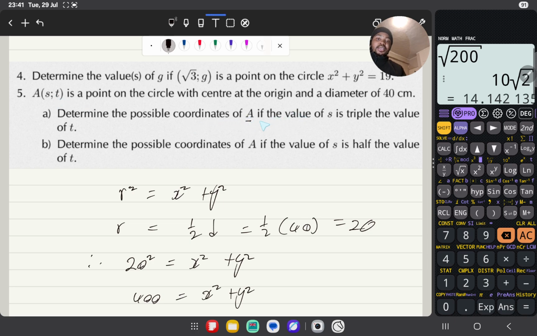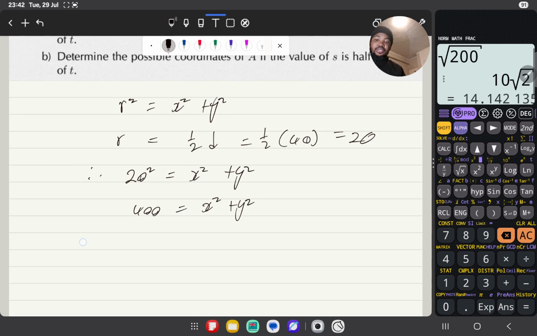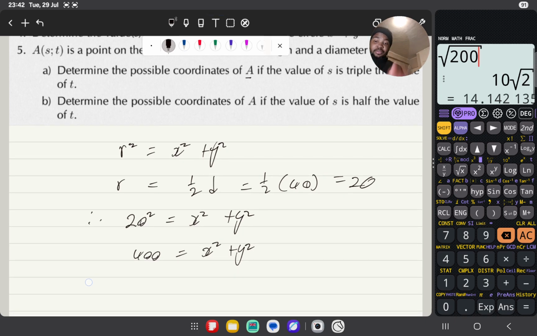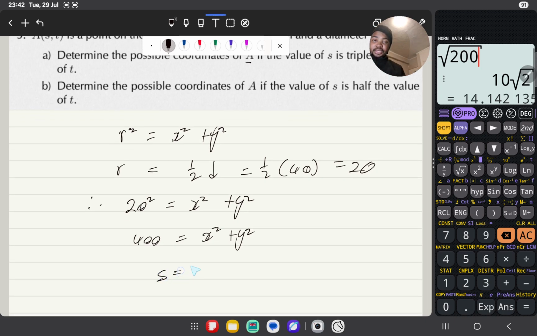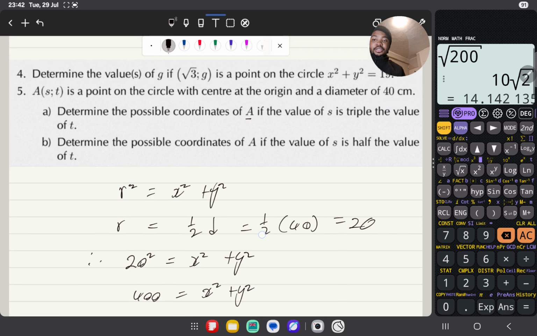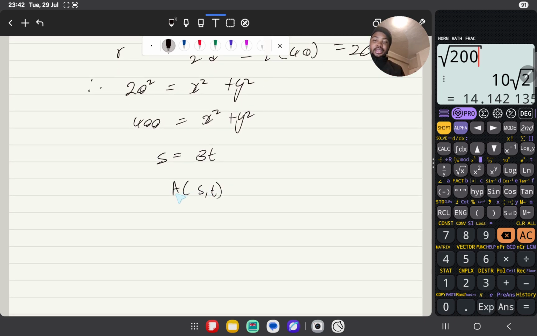Here is A, if the value of S is triple the value of T. So what are these people saying? They say that the value of S is triple the value of T. That means S equals 3 times T. So now you substitute point A. Remember, A is S and T, I think. Let me check. S and T. Yes, that is your coordinate A. So let's substitute it into the equation.